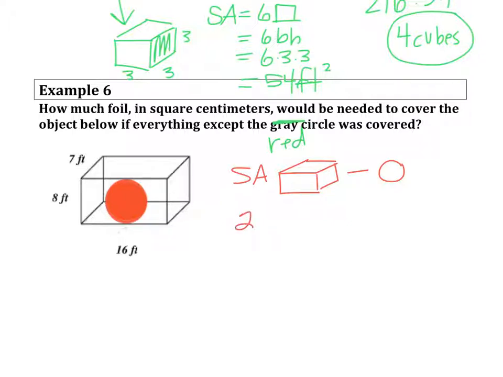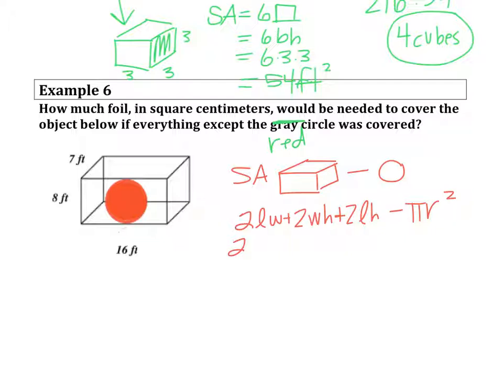So that's 2 length times width plus 2 width times height plus 2 length times height. And students were asking me today, does it matter what order we go in? The answer is truly no, as long as you pair each of the numbers together exactly once. And then we know the area of a circle is pi r squared.